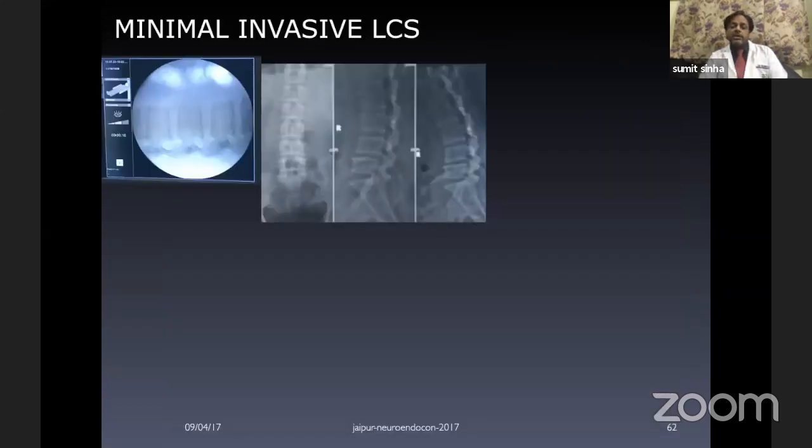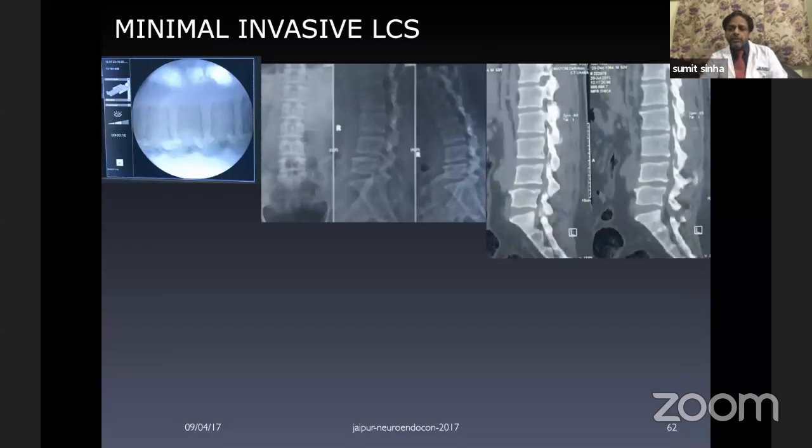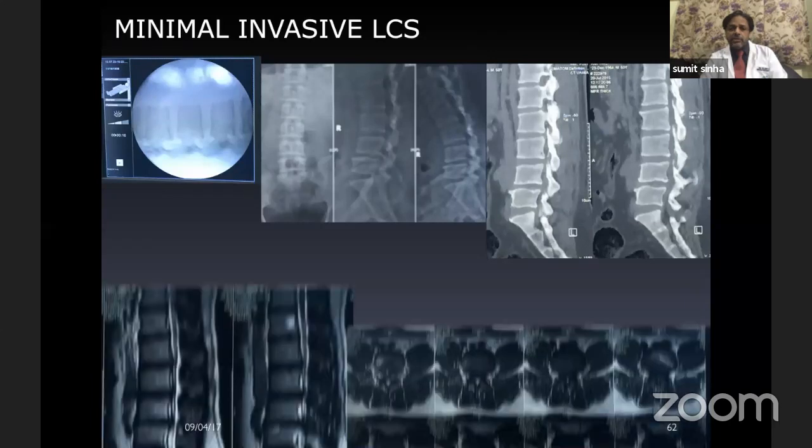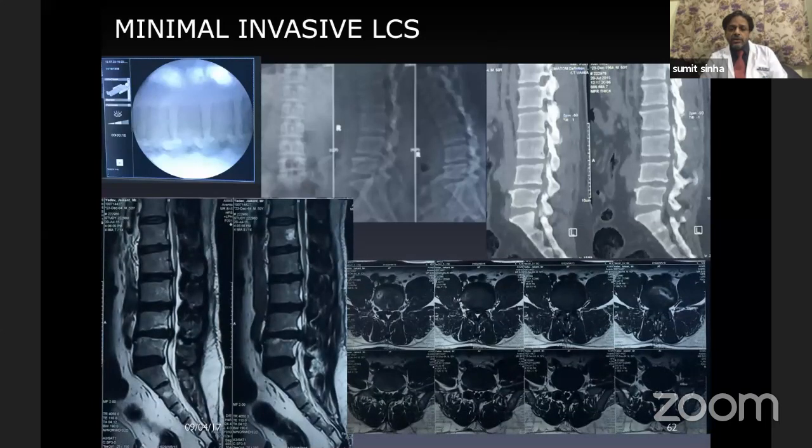Now, multi-level lumbar canal stenosis. Yes, you can. I was talking of a multi-level pathology where you can insert your tubular retractors and do the decompression at multiple ports. So this was a similar patient having 4-level canal stenosis, as you can see in the cross section of the MRI images. And there was a loss of lordosis of the lumbar spine also, and the patient was having severe back pain, so it required fixation as well.